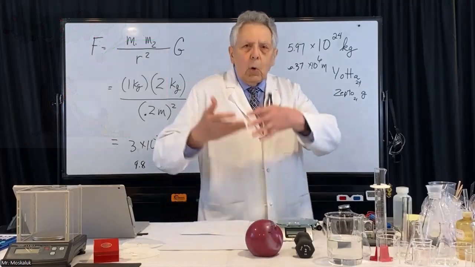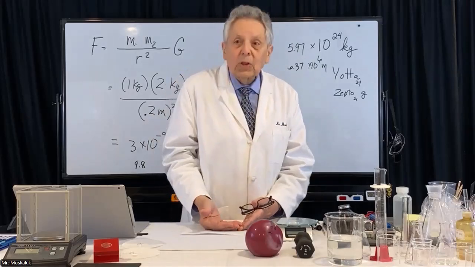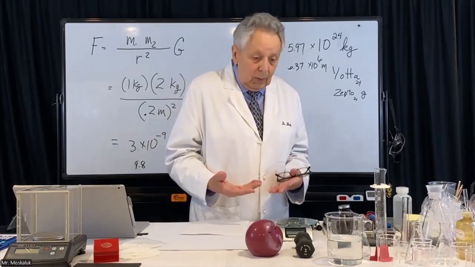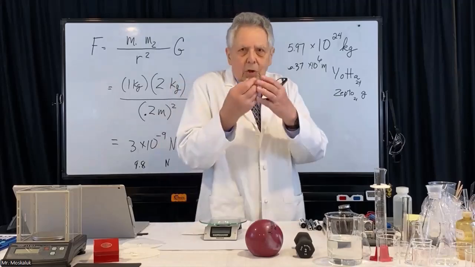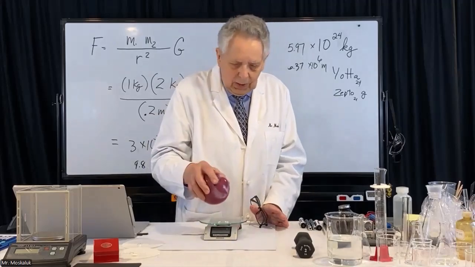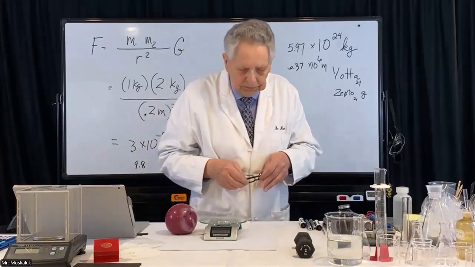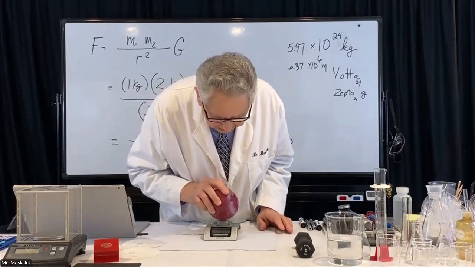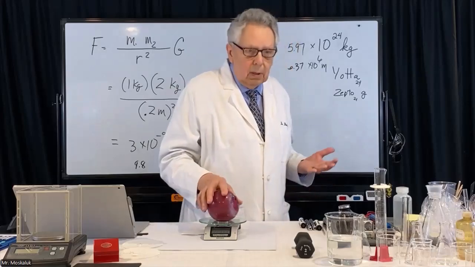So therefore, we can measure things by the force of attraction. Gravity is what we use in chemistry to measure the mass of objects, the attraction of Earth to them, its weight. And when I put this on the scale, we'll turn it on, and switch to grams, I get about 900 grams.